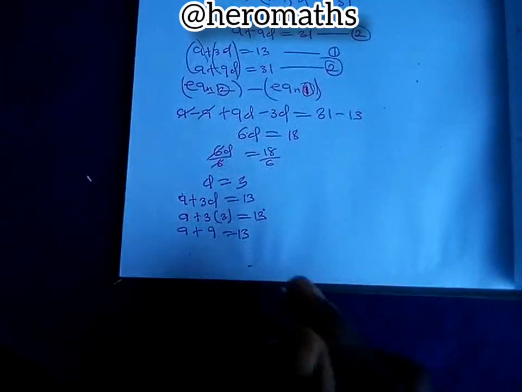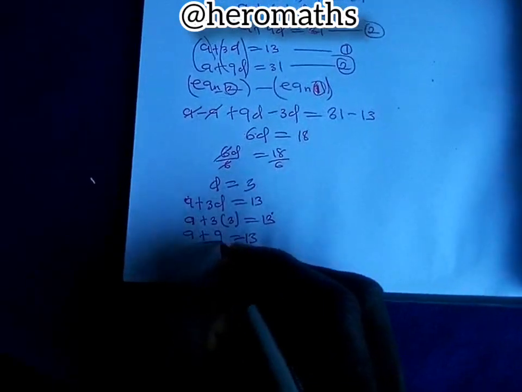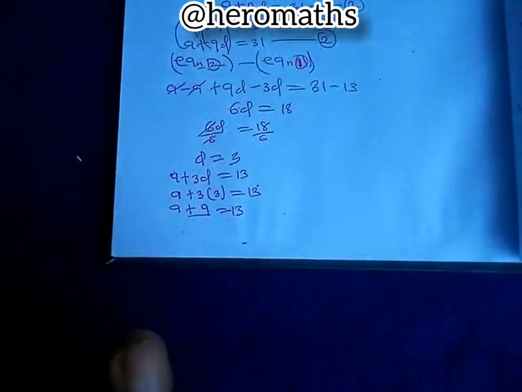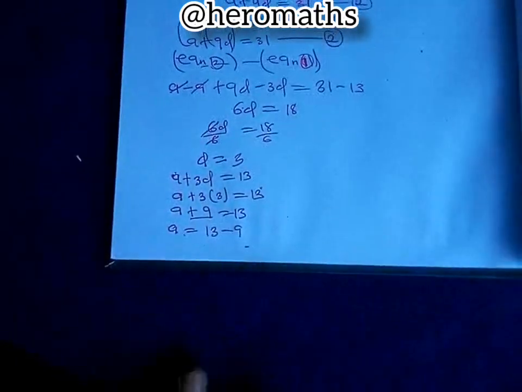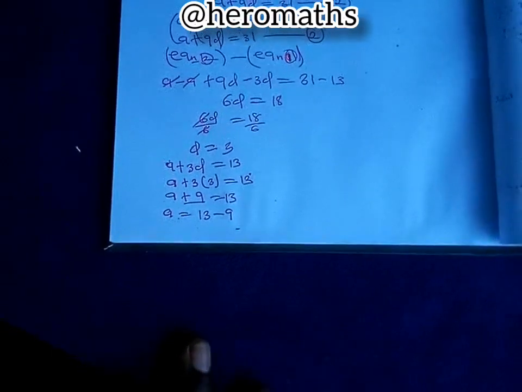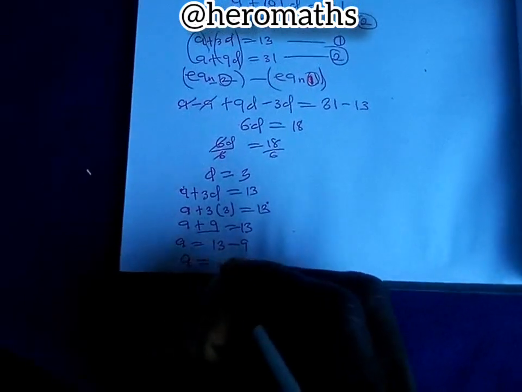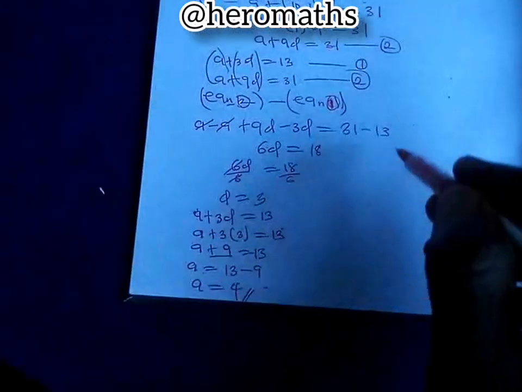Collect like terms. By doing so, this positive 9 goes to this side to become negative. That will be a is equal to 13 minus 9. Then 13 minus 9 will give us what? a is equal to 4. That is the value of a.